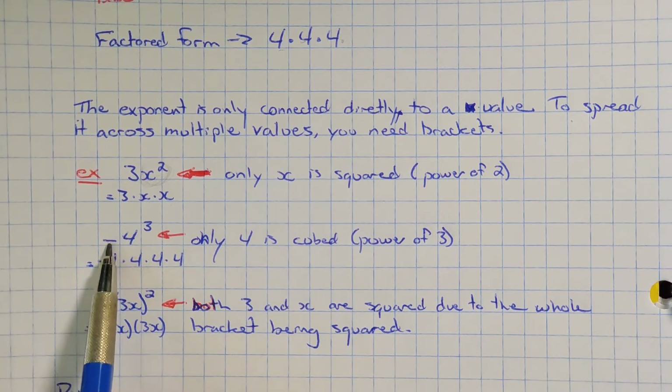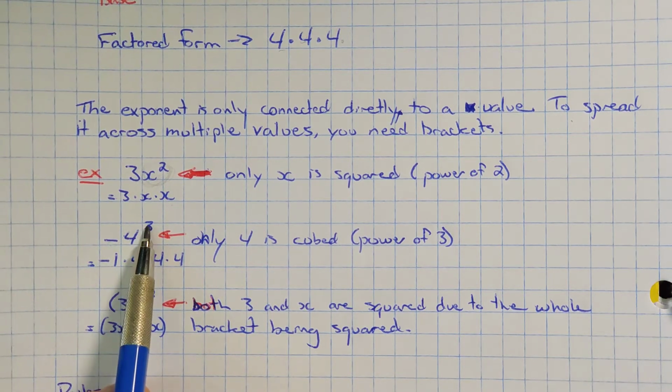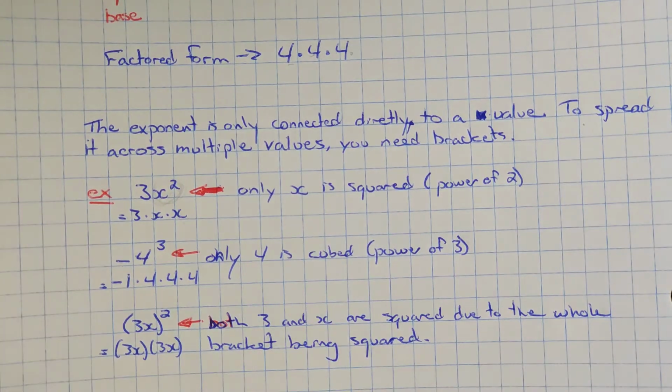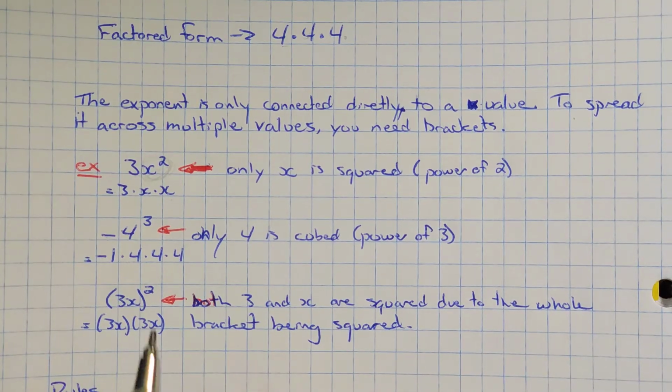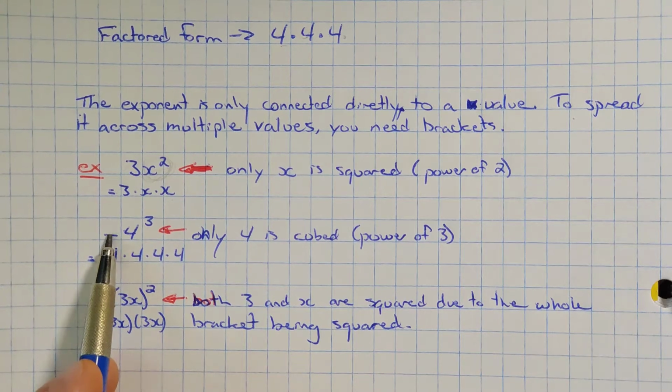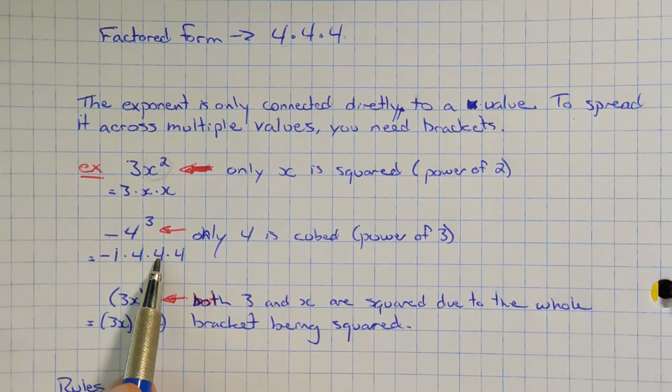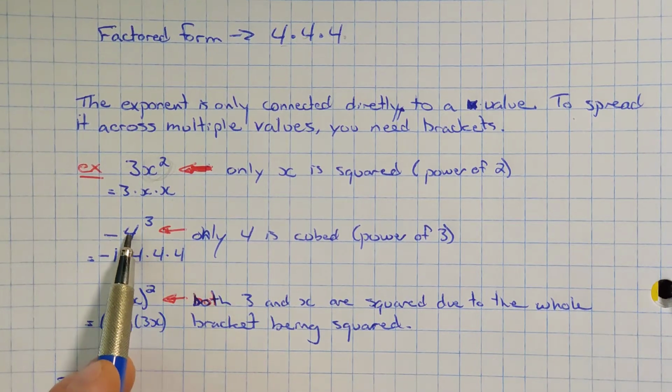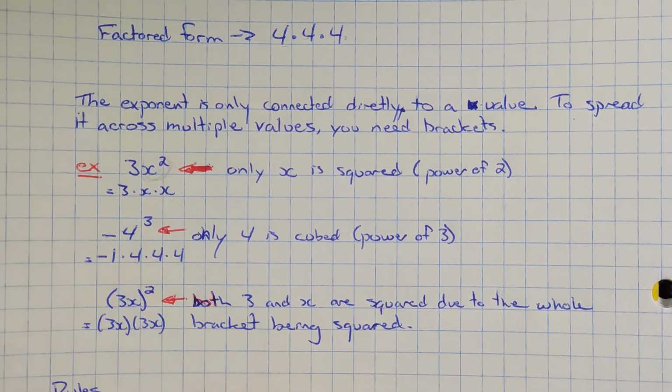In the next example here, we've got negative 4 to the power of 3. Here only the 4 is cubed, not the negative sign, just the 4. So this is technically a negative 1 times 4 times 4 times 4. So the 4 is what's being cubed, but not the negative sign.